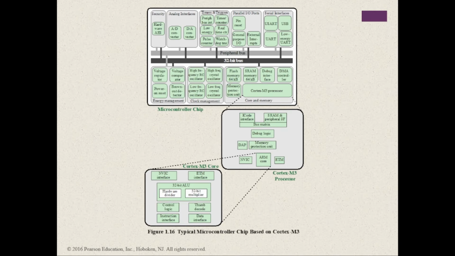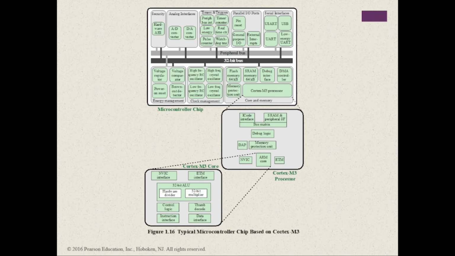Okay, next we have the figure of a typical microcontroller chip based on Cortex M3. This figure provides a block diagram of the EFM32 microcontroller from Silicon Labs. The figure also shows detail of the Cortex M3 processor, and the core and its core components. So we examine each level in turn.